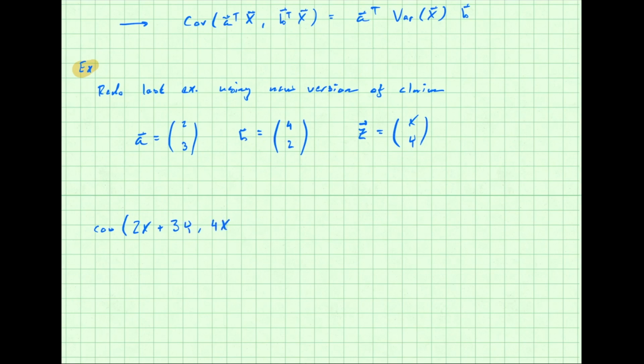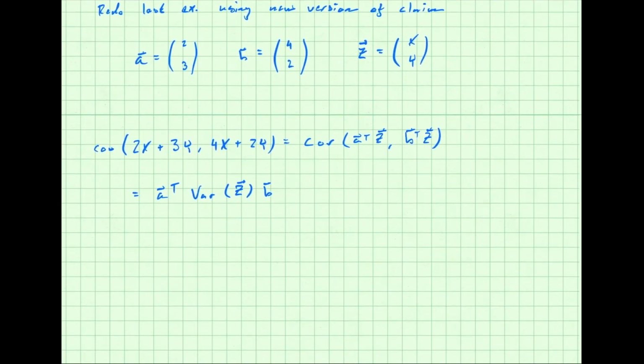and 4x plus 2y. Right, so that's just equal to the covariance of A transpose times Z and B transpose times Z. And that's equal to, according to the rule up there, A transpose times the variance-covariance of Z times B. Right, so we'll write that: A transpose times the variance-covariance matrix of Z times B.